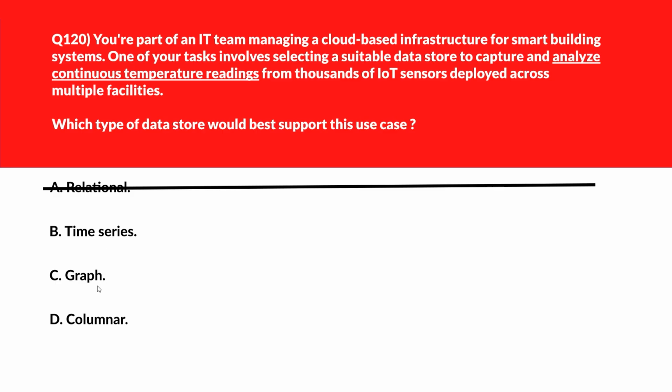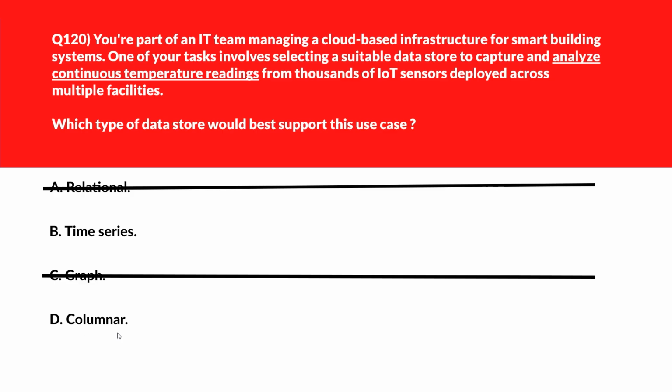We'll move to C. C says graph. Graph databases model connections between entities but aren't suited for storing sequential sensor readings with timestamps. Wrong answer. We'll move to D. D says columnar. Columnar databases accelerate analytical queries but aren't designed for ingesting continuous time-stamped sensor data efficiently. We'll delete this.